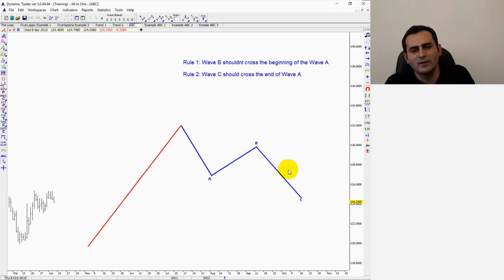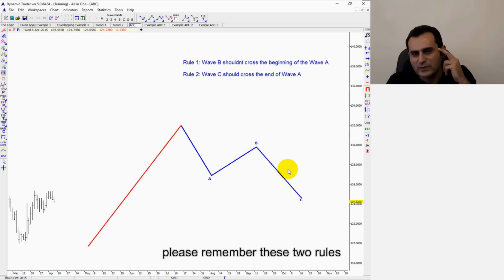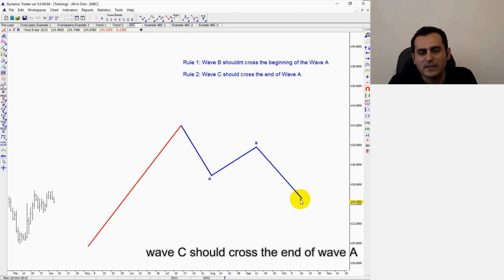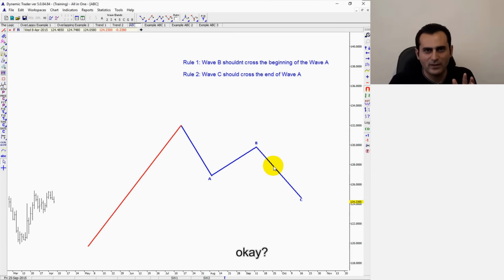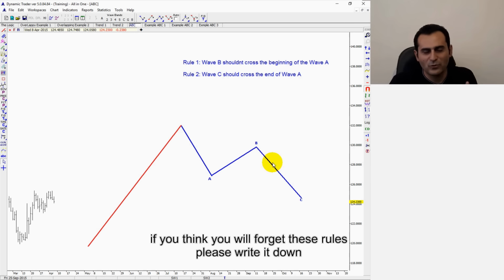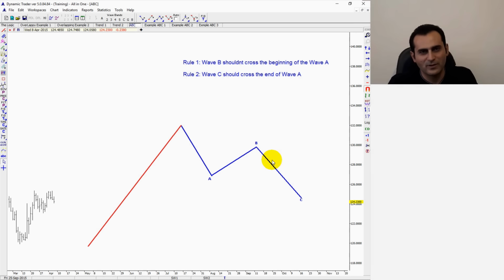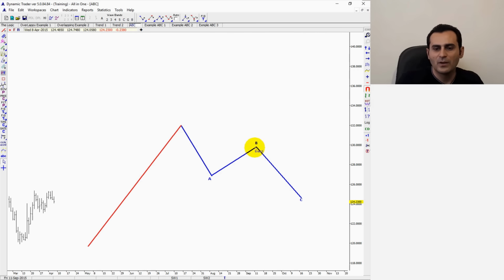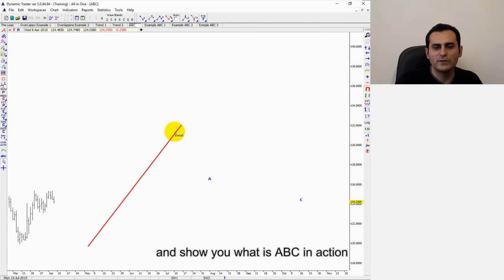Okay, it's very easy. Please remember these two rules. Wave B shouldn't cross the beginning of wave A. Wave C should cross the end of wave A. That's it. If you think you may forget this, please click on pause and write it down, because I want to erase it. Okay, let's erase here and show you what ABC looks like in action.